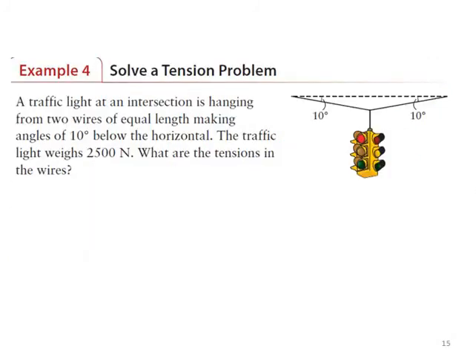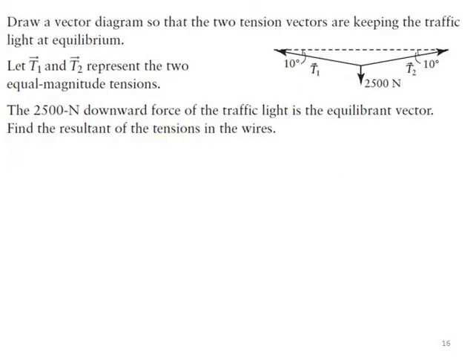Now let's see the next example. A traffic light at the intersection is hanging from two wires of equal length, making an angle of 10 degrees below the horizontal. The traffic light weight is 2500 Newton. What are the tensions in the wire? So we draw a vector diagram so that the two tension vectors are keeping the traffic light at equilibrium. So we have T1 and T2 represent the two equal magnitude tensions. And we have the 2500 Newton downward force of the traffic light as the equilibrant vector.